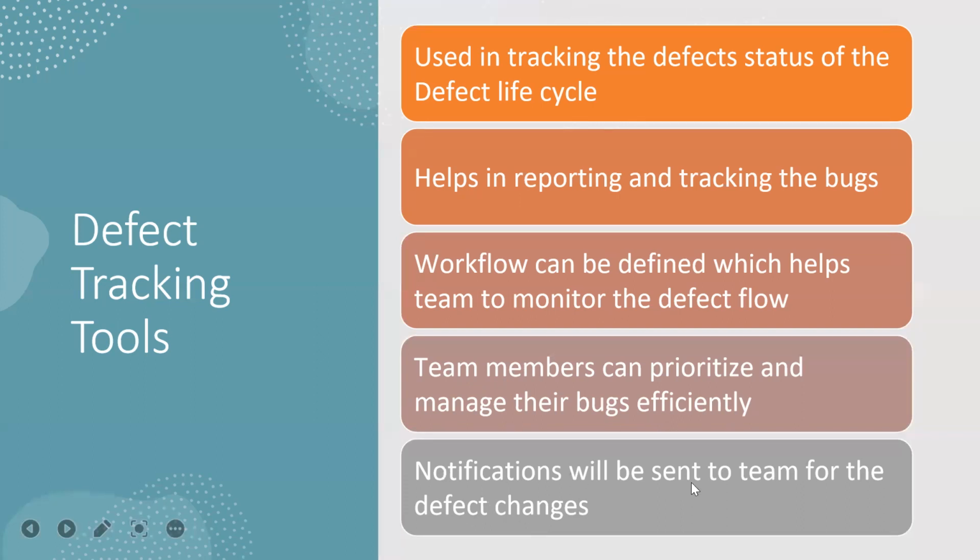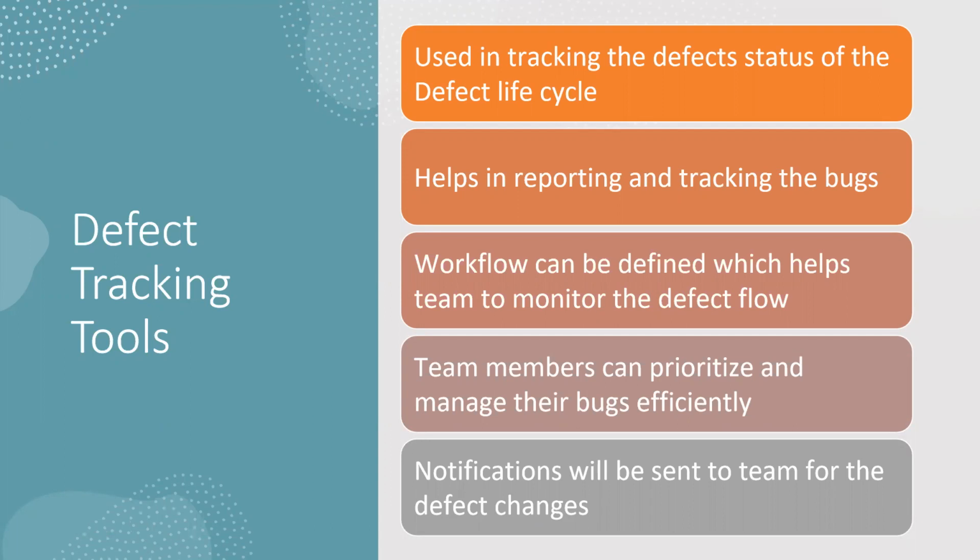Now notification will be sent to the team for the defect change. Once I raise a bug and I assign it to a developer, what will happen is immediately the assigned developer will get an email from the defect tracking tool. From the tool, he'll get an email that you have got a new bug.